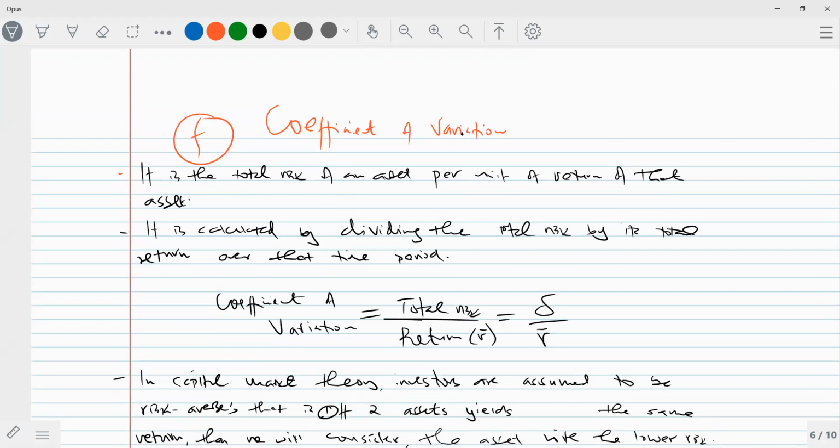If, for example, the coefficient of variation is 2, then what does 2 mean? It simply means that if we are to receive 1% return from this particular stock, then the amount of risk that comes with that return is 2% standard deviation.